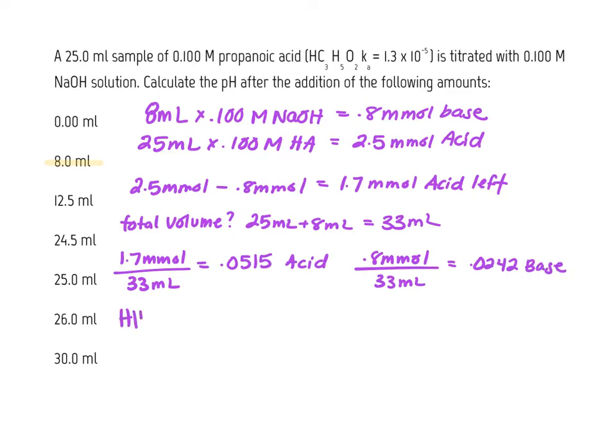So we've now entered on the graph the buffer zone, and so we can use the Henderson-Hasselbalch equation here, where our pH equals the pKa plus the log of the base concentration over the acid concentration.